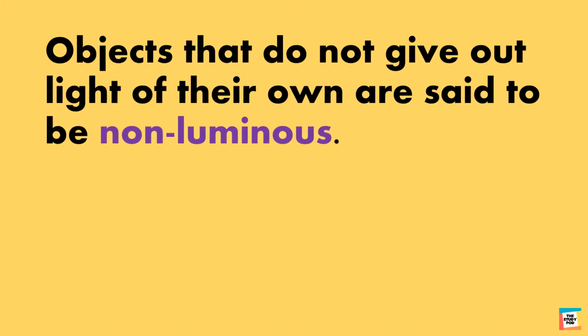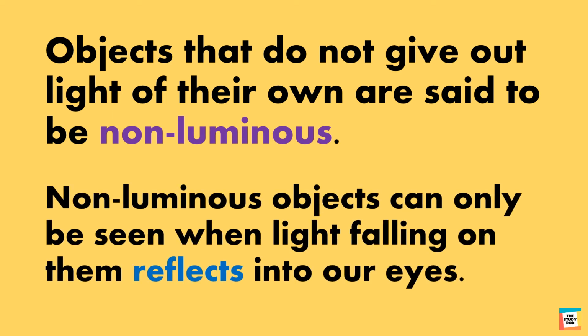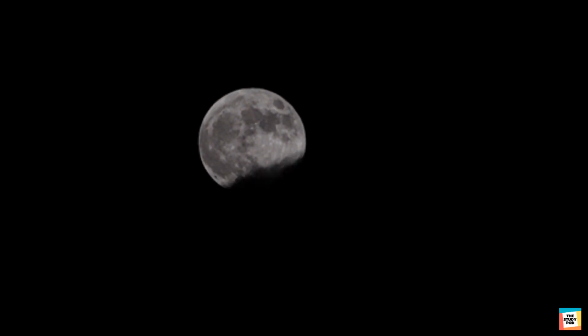Objects that do not give out light of their own are said to be non-luminous. Non-luminous objects can only be seen when light falling on them reflects into our eyes. Do you know that moon is a non-luminous object? Moon has no light of its own. Moon reflects the light of the sun, hence it appears shining.